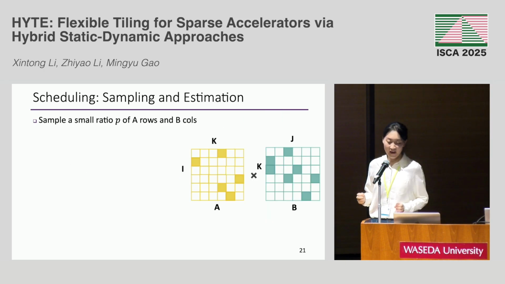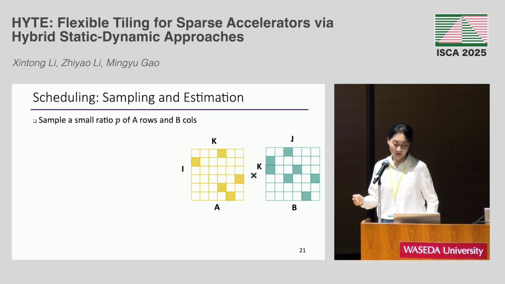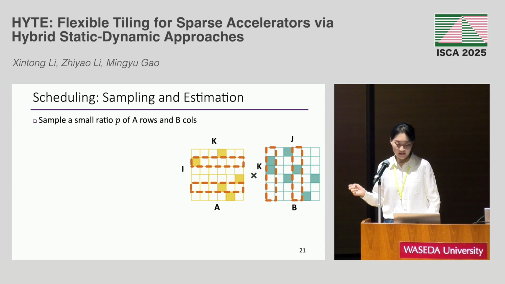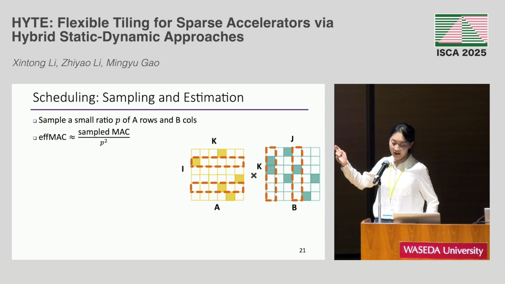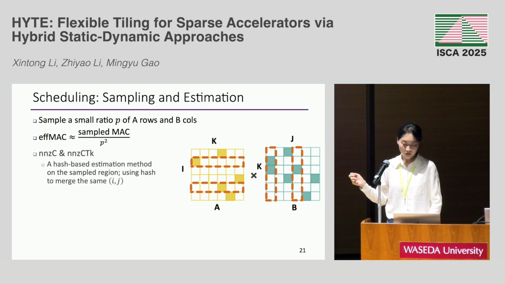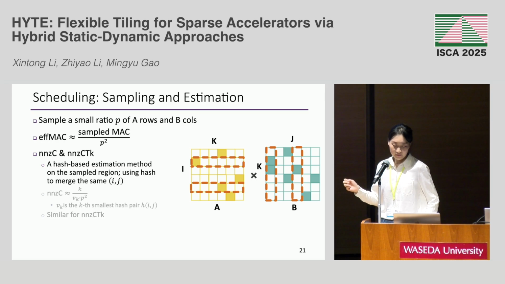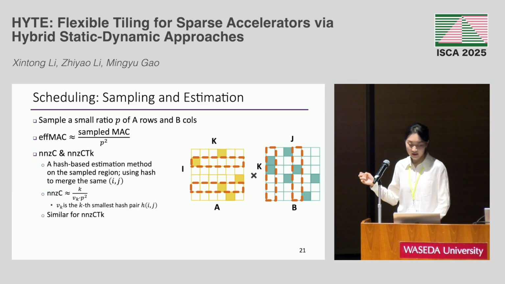To estimate the effective MAC and NDCTK with minimal overhead, we sample part of the input tensor and estimate the parameters based on the sample. Effective MAC is estimated by the sampled MAC over p squared, where p is the sample ratio. For NDC and NDCTK, we use a hash-based estimation method on the sampled region. The hash function simulates the merge of partial Cs with the same coordinate, allowing the NDC to be estimated using the K smallest hash pairs. NDCTK is estimated similarly.